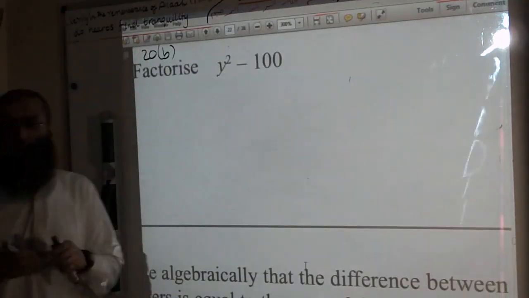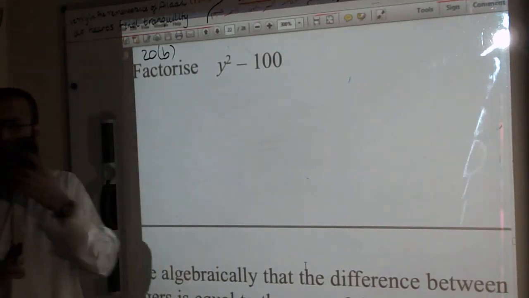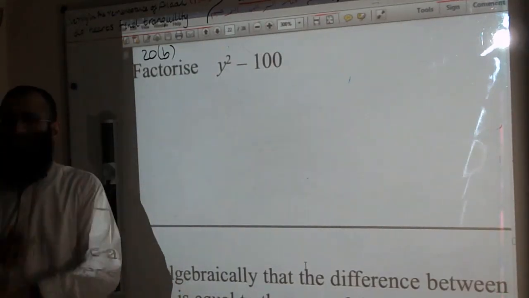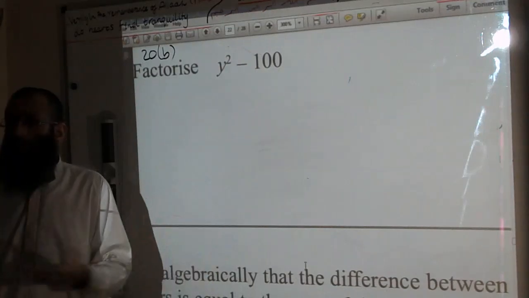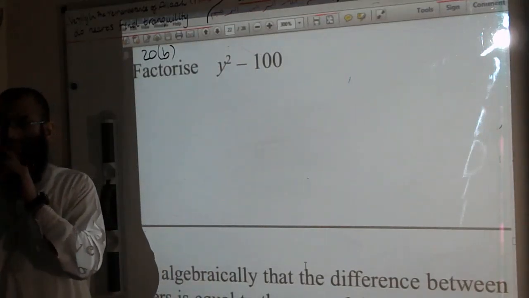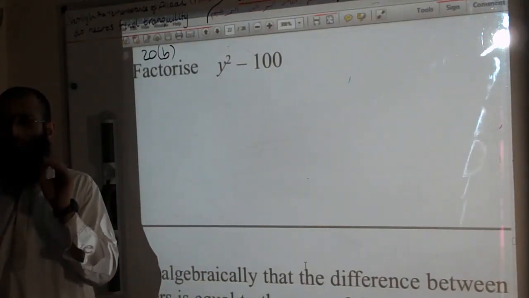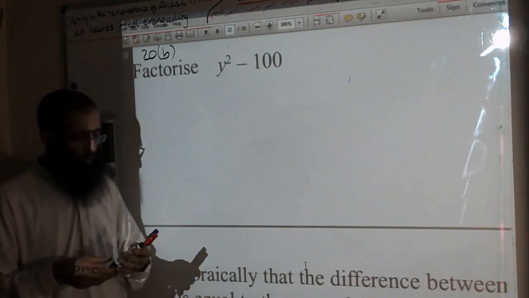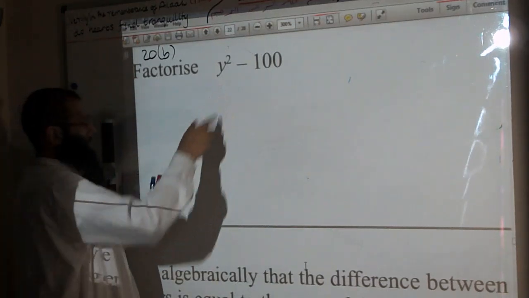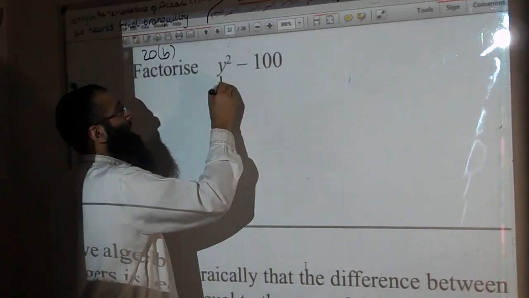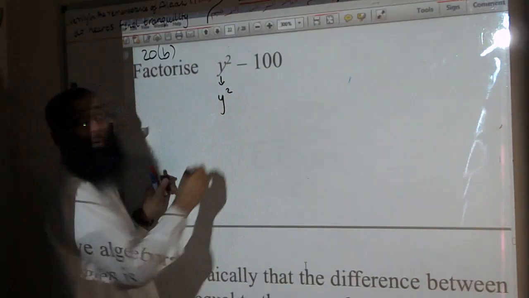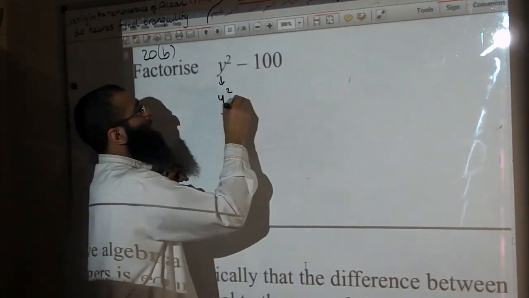Okay, factorize y squared minus 100. Students' first reaction is, how do I do that? There's no common factors. We're not doing common factors in this question. This is called the difference of two squares. So, Ifra, y squared is quite obvious. That's a square number. What is 100? 10.